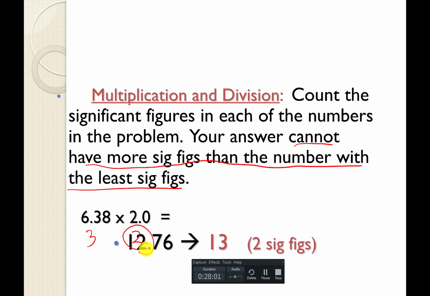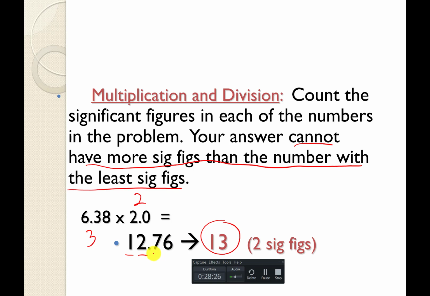All right, let me erase this. So here's what our calculator said. It said 12.76. But we know we could only have 2 significant figures. So we look at this and we say 1, 2. All right, so like we see here, our answer has 2 significant figures, but there's something weird. Why wasn't it 12? Here's the reason.